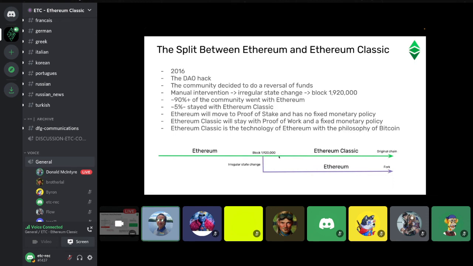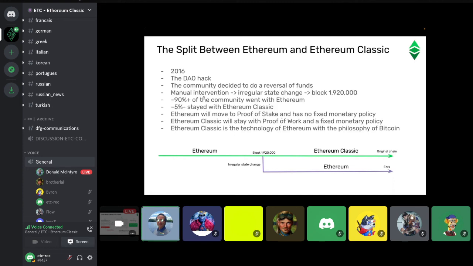The heroes of Ethereum Classic decided to stay with Ethereum Classic, and it's now the original chain, and this is Ethereum Classic. And the big community and the Ethereum Foundation and the leader Vitalik, etc., they decided to fork. So this is a fork. Ethereum is a fork of the original chain.